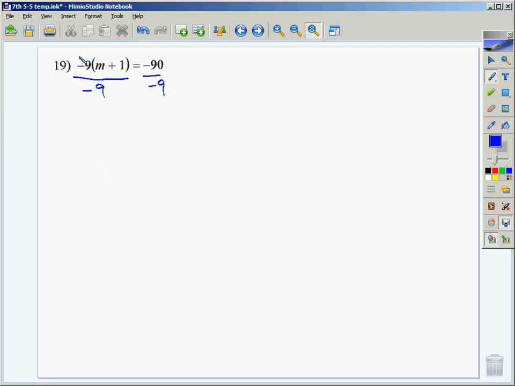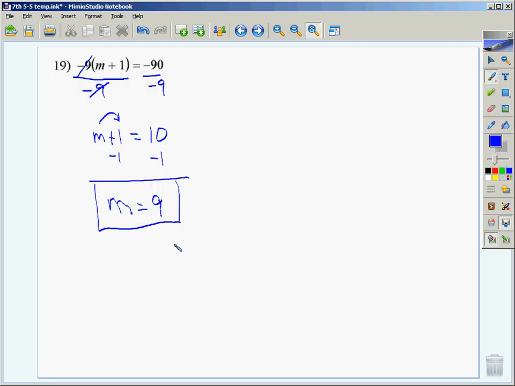I like this division method because it makes my numbers that I'm working with smaller instead of making them larger by multiplying. The 9's would cancel out. A negative divided by a negative would make a positive. And 9 goes into 90 10 times. To get m by itself, I have to get rid of adding 1. I would subtract 1 from both sides, and m would equal 9. Well, those are 3 from yesterday to just give you a refresher.